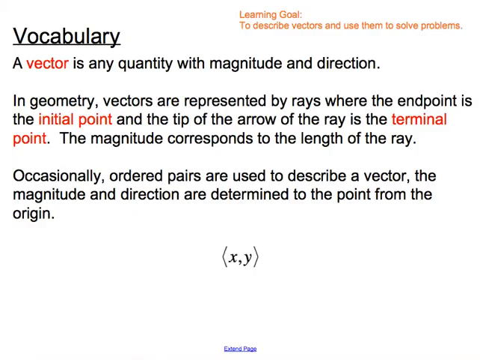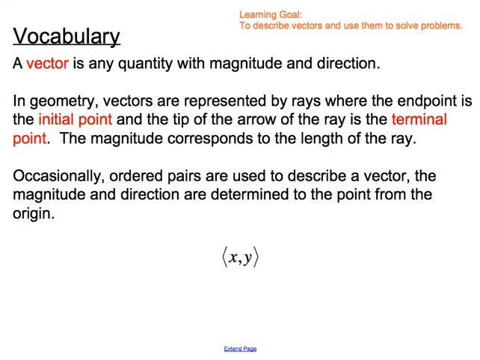So let's start with some vocabulary. A vector is any quantity that has both magnitude and direction. In geometry, vectors are represented by rays, where the endpoint is called the initial point, and the tip of the arrow of the ray is the terminal point. The magnitude represents the length of the ray.